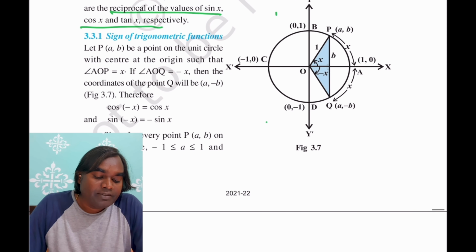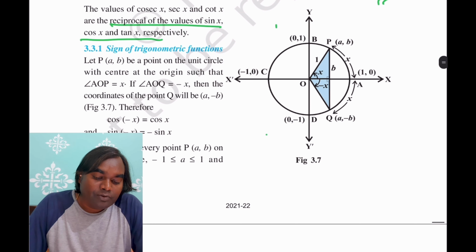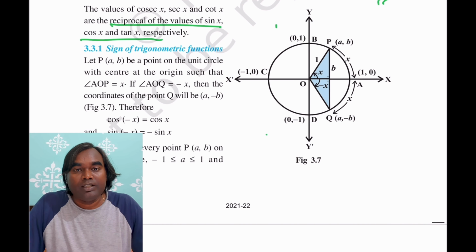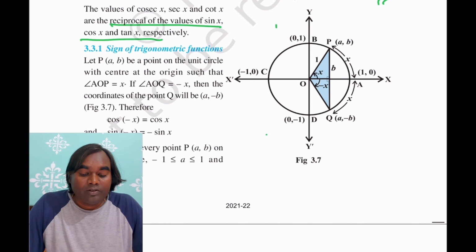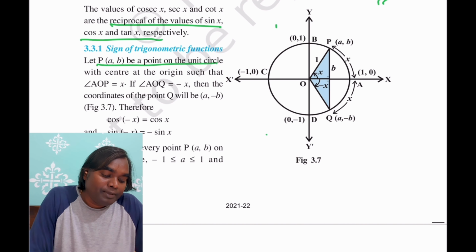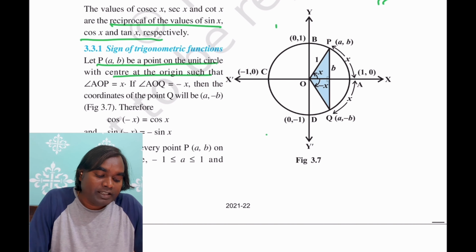Sign of trigonometric functions. We will now study the sign conventions of the trigonometric functions, how we should be aware of the sign value in the different quadrants. So let us know. Let P be a point on the unit circle with center at the origin and angle AOP is equal to x.